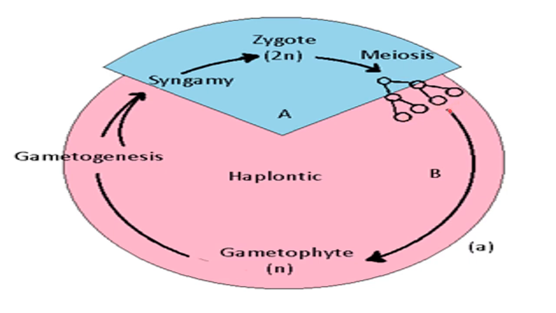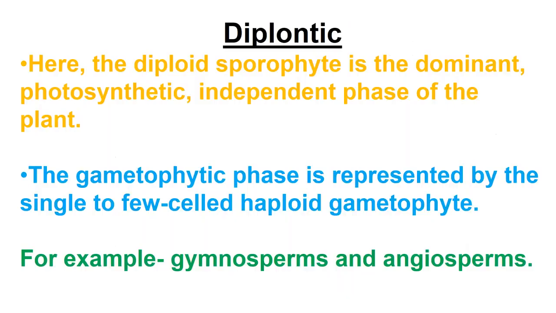Now after germination, these spores again give rise to a gametophyte. So this is the complete haplontic life cycle which is found in most of algae.